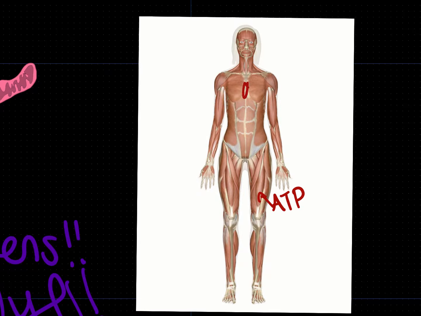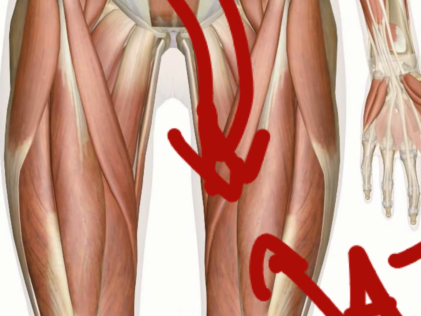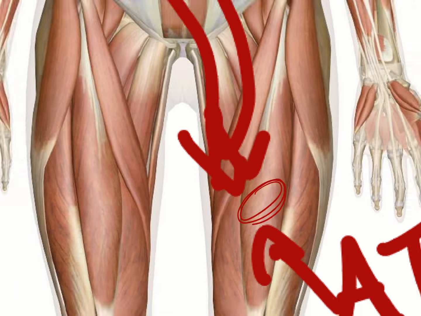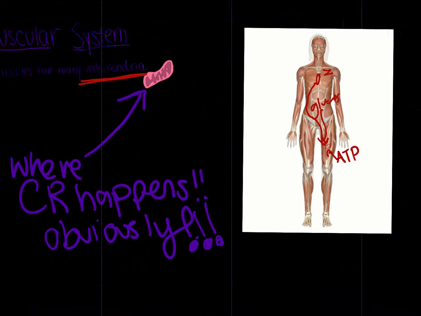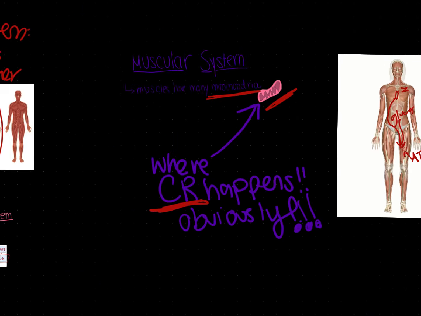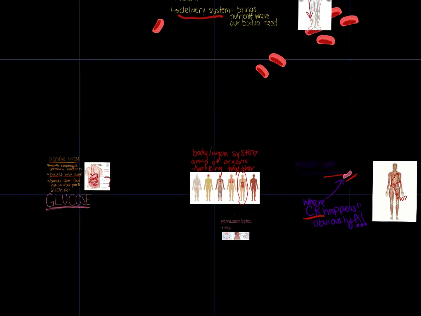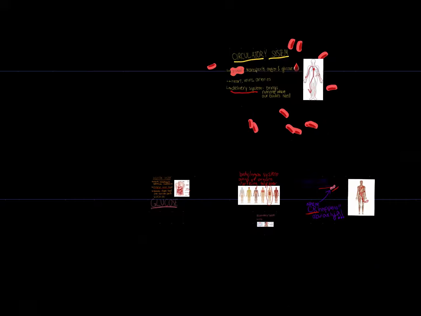So our O2 travels from our lungs and our glucose travels from our intestines using the circulatory system, and it travels into the muscular system. So in the muscular system, that's actually where cellular respiration happens, in those mitochondria. So those are our body systems that are involved in cellular respiration.